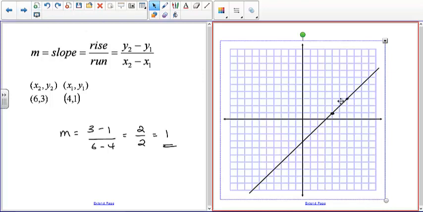Now the question is, what is the equation for this line? All we've done here is find the slope. There's a couple of ways you could do it. You could actually just look at the graph and say, okay, I've got a slope of 1, and we have a y-intercept of negative 3. So you'd know it's y is equal to x minus 3.